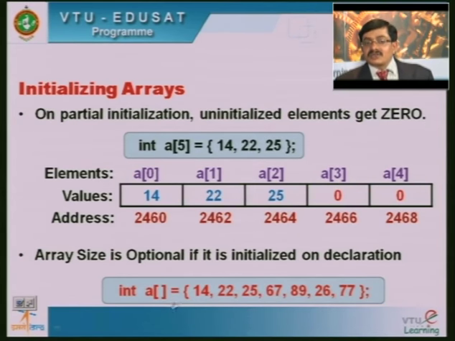But in this particular situation, since I am not mentioning the size of the array, I am just mentioning the elements that could be stored in the array. So the array size will be computed as the number of elements I specify at the time of initialization. So when I am initializing an array at the time of declaration, the size of the array is optional, right. Here a of 0 is 14, a of 1 is 22, a of 2 is 25, a of 3 is 67, a of 4 is 89, a of 5 is 26, and finally a of 6 is 77. So 0 to 6. The total number of elements present in this array is 7.